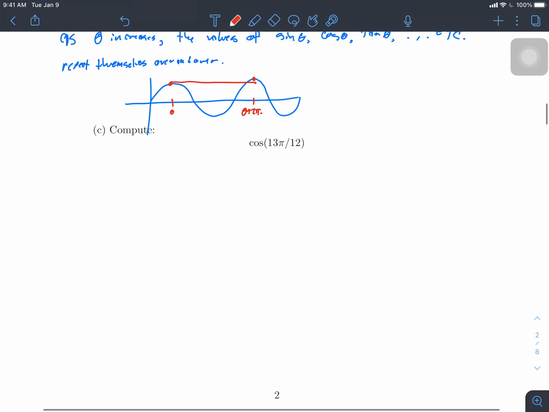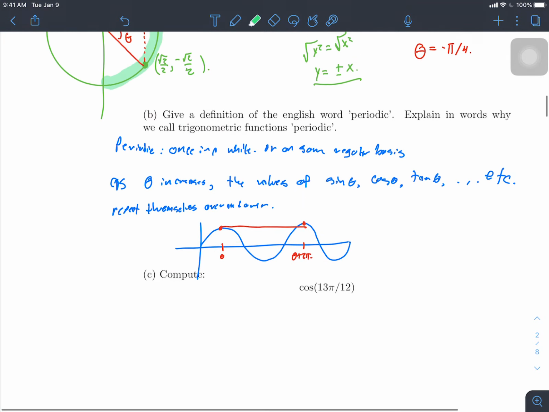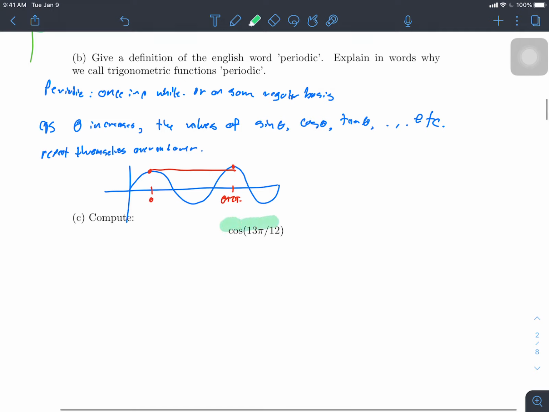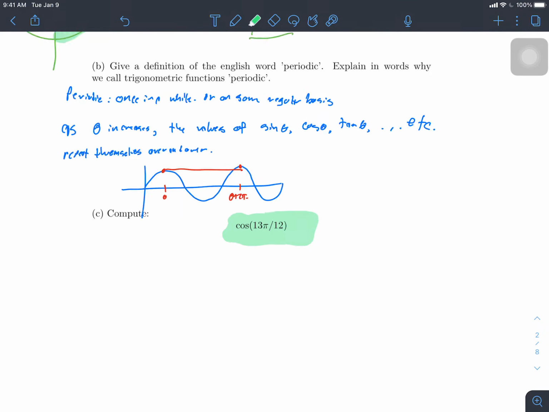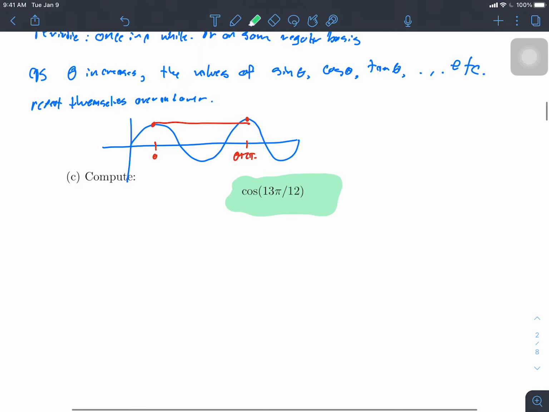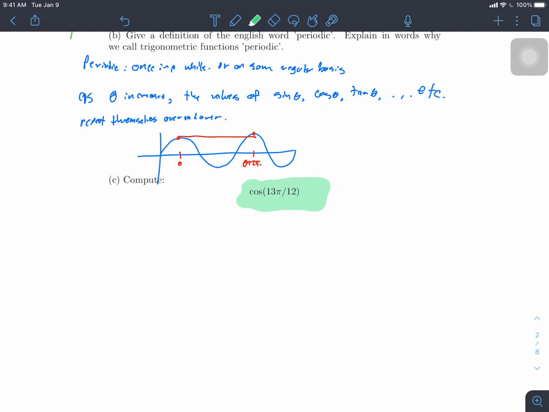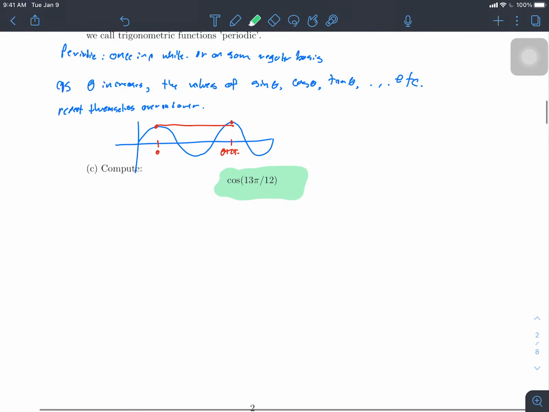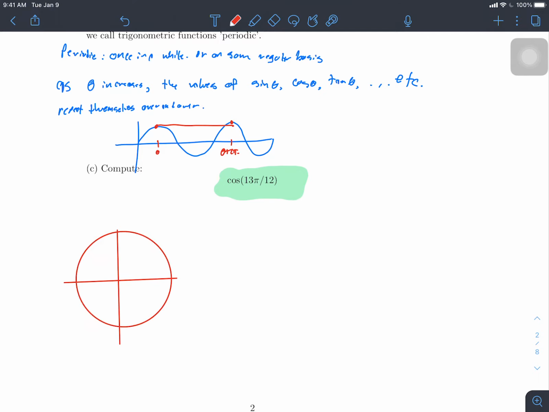So for the last part of this problem, we're supposed to compute cosine of 13 pi over 12. This is maybe not as likely for me to ask on the actual exam, because it's very easy to just plug this into a calculator, but I want you guys to know how to do it. So I gave it on the practice exam, and here's how we could do it. First of all, if we draw the unit circle, we can try to imagine what 13 pi over 12 looks like.